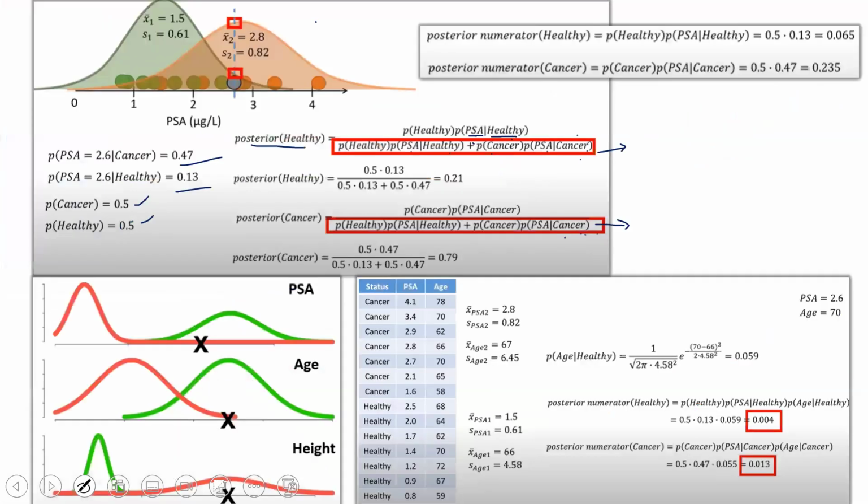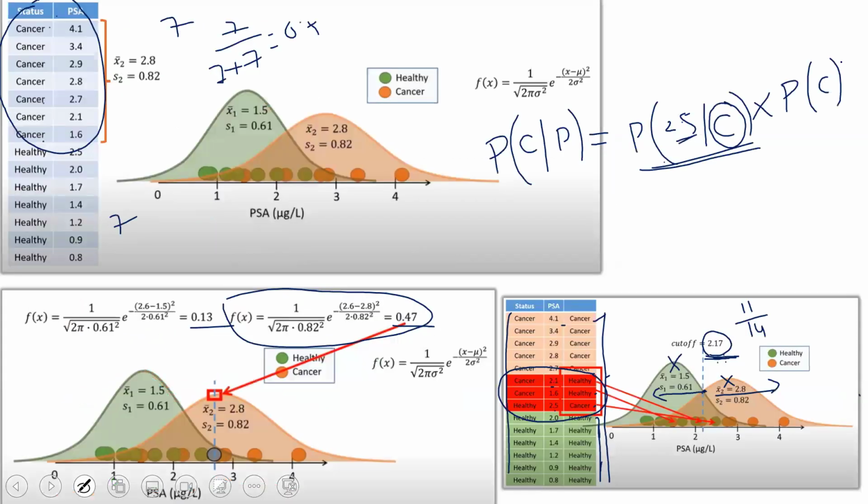Okay, so now we got them as 0.5, 0.5, and finally we are calculating the posterior probabilities. For healthy it is 0.5 into 0.13, and for cancer it is 0.5 into 0.47. And the probability of cancer is more than probability of healthy, so we classify the given point as cancer.